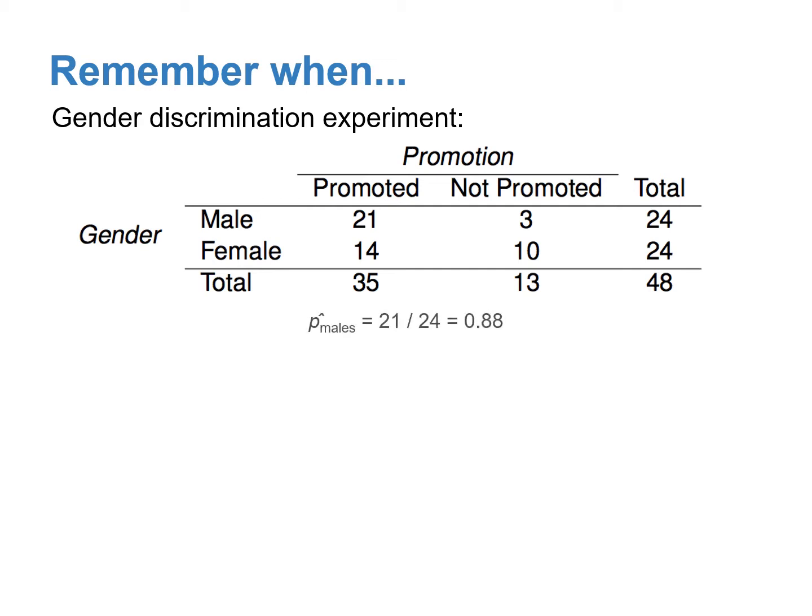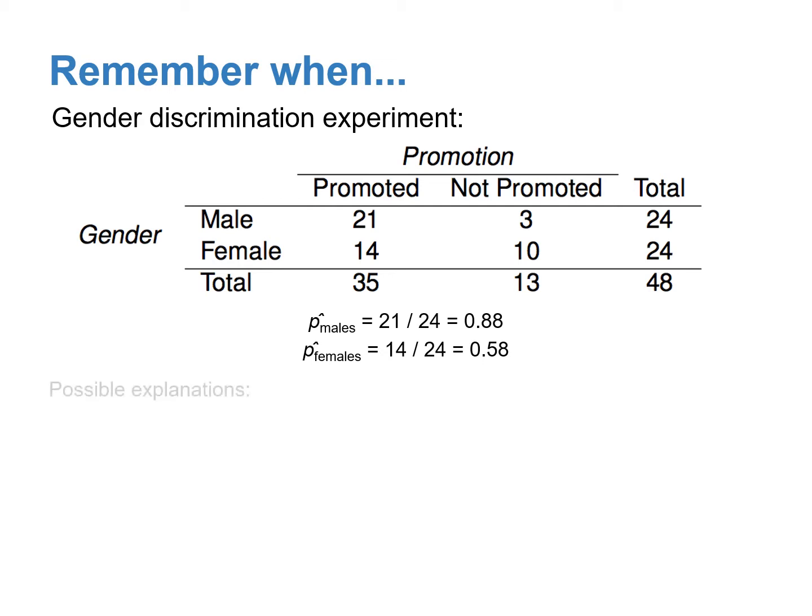What we saw is that among those who saw the resume with a male name on it, 88% felt that the person should be promoted. Among those with a female label, 58% said they felt the person should be promoted. So this was a difference in proportions of about 30%, or 0.3.